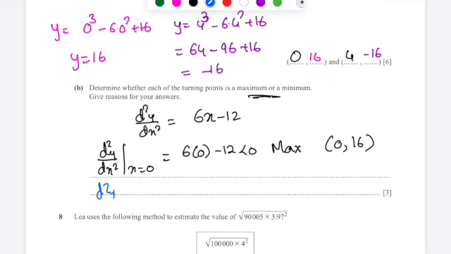Whereas the second derivative at x equals 4 is 6 times 4 minus 12, which is positive. So therefore, this is minimum.